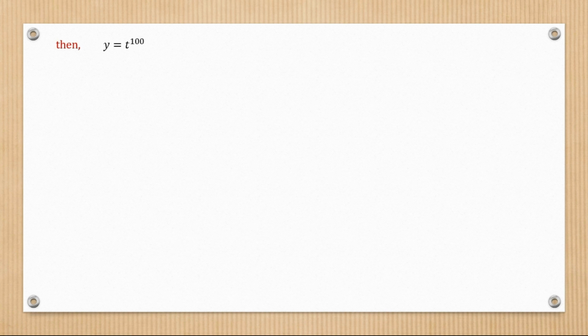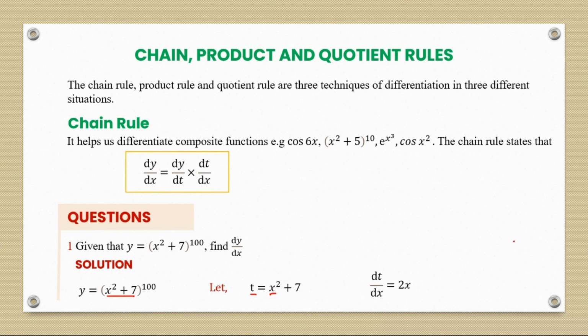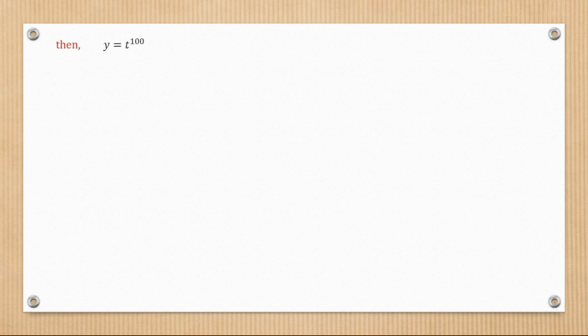Originally we were told that y is equal to (x squared plus 7) to the power 100, but now we've chosen to represent this value using a letter t. So we can say that y is equal to t to the power 100. So dy/dt is equal to 100t to the power 99. When you differentiate that, the 100 comes to the left hand side of the variable t, and then we subtract 1 from the index. So the index 100 minus 1 is equal to 99.